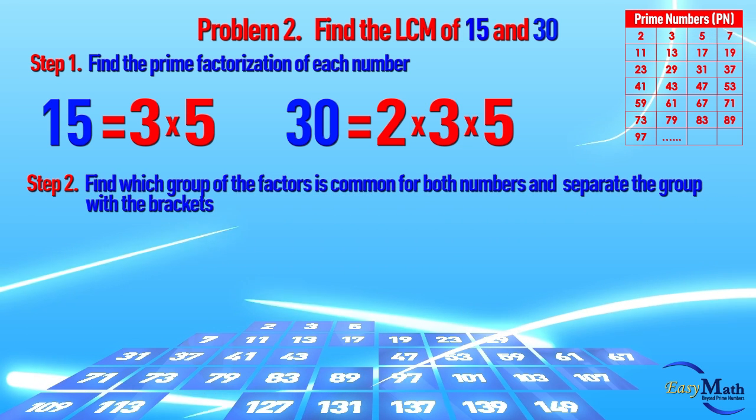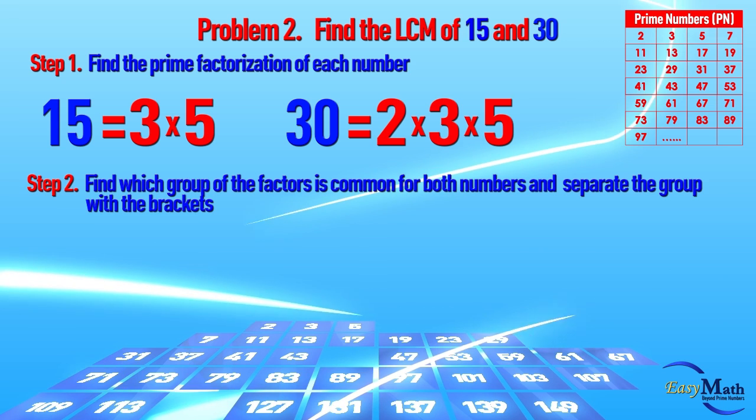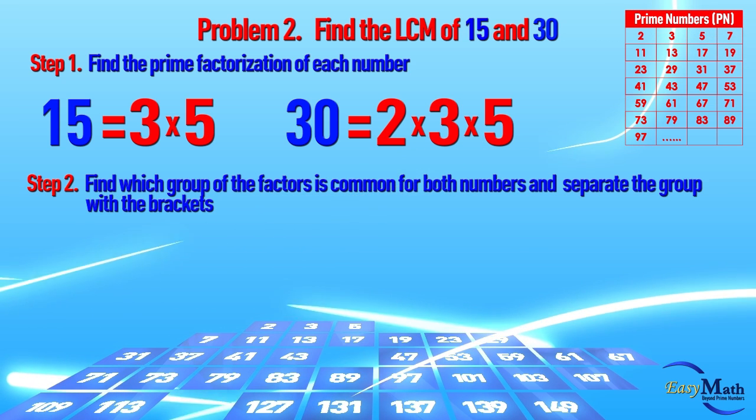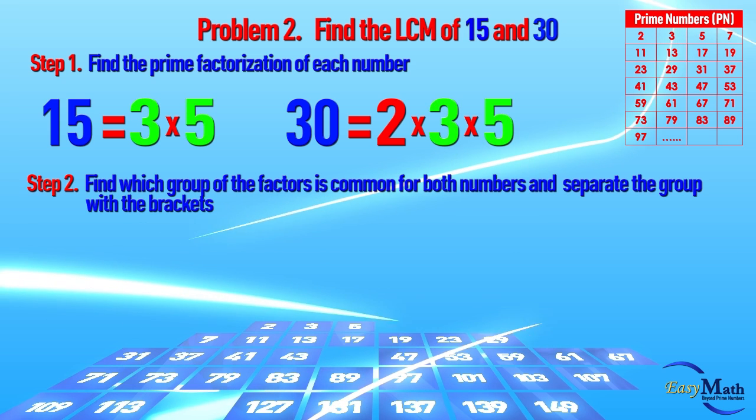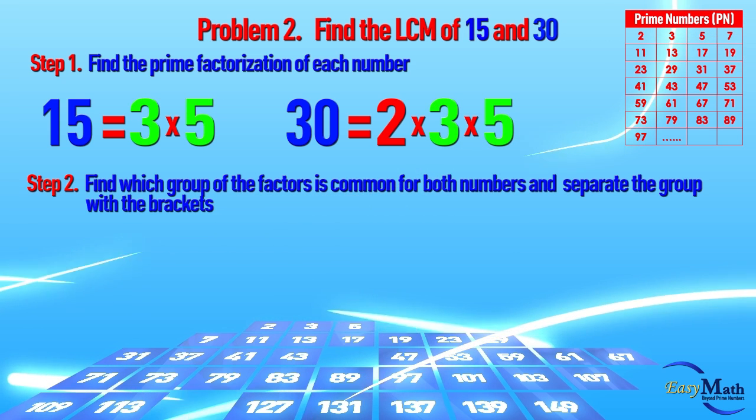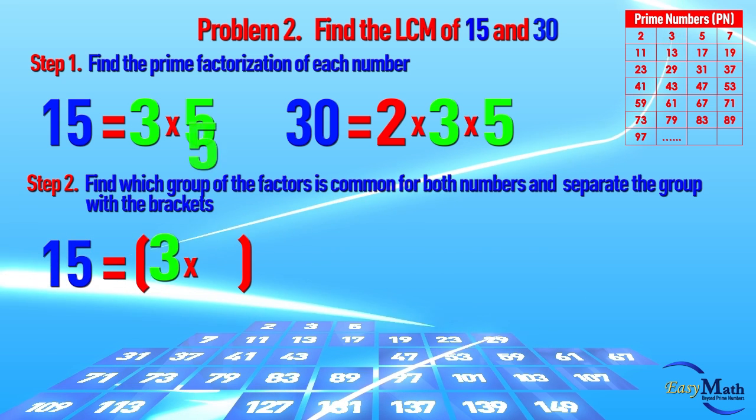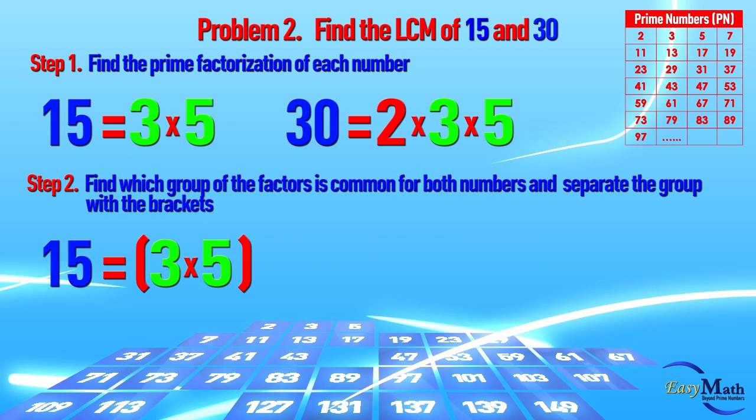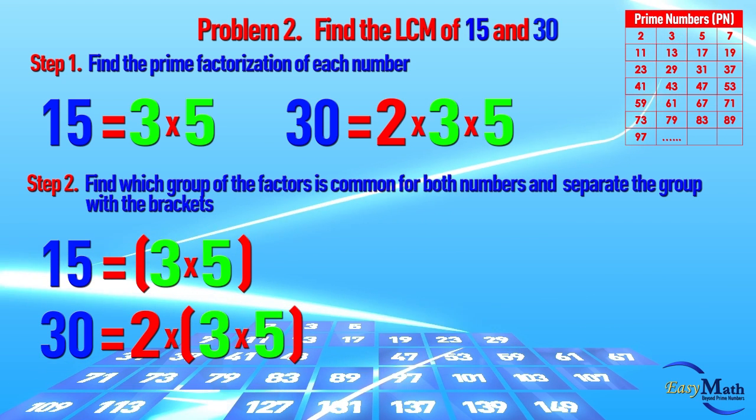Step 2. Find which group of the factors is common for both numbers and separate the group with the brackets. In this example, this is obviously the number 3 times 5. 15 equals 3 times 5. 30 is equal to 2 times the grouping 3 times 5.